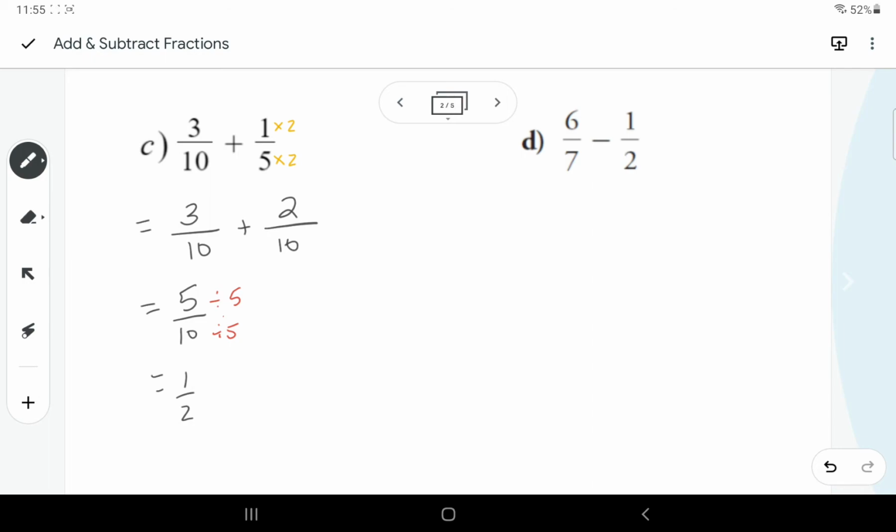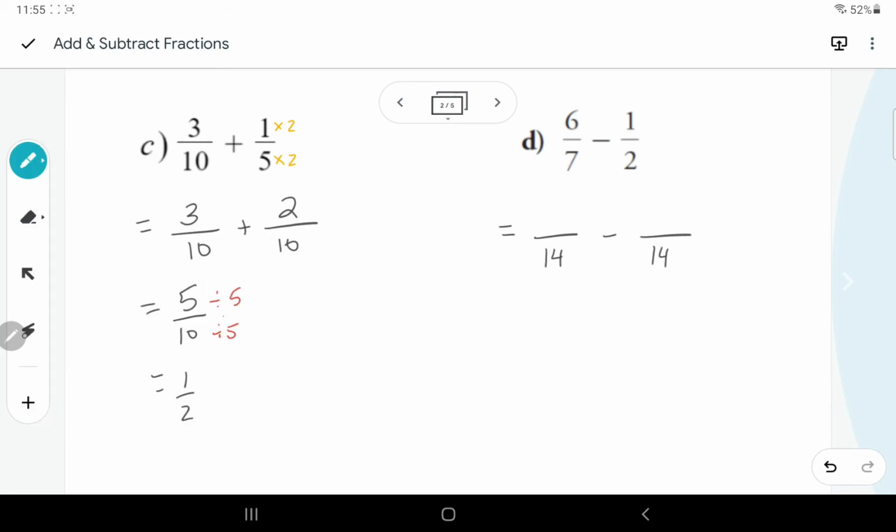Our last example here, we have a 7 and a 2. So I'm looking at the 7 and the 2 and saying, what's the lowest common denominator? What number do they both divide evenly into? And that is going to be 14.